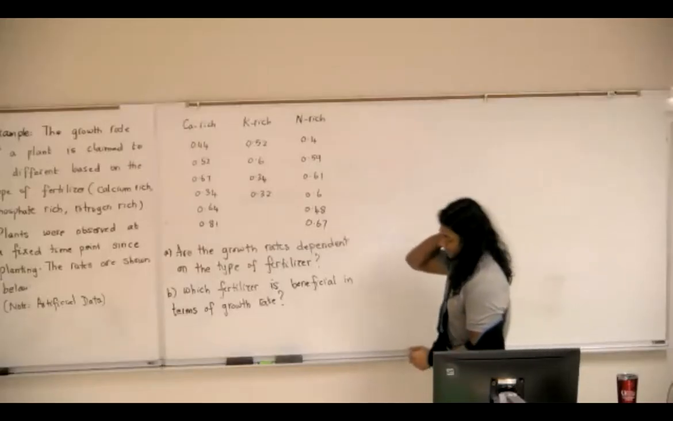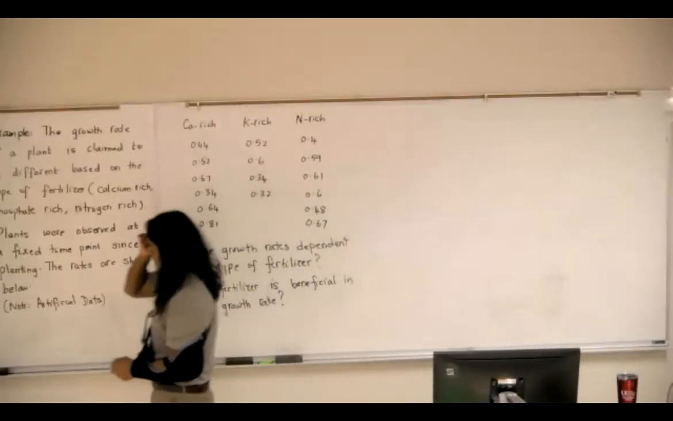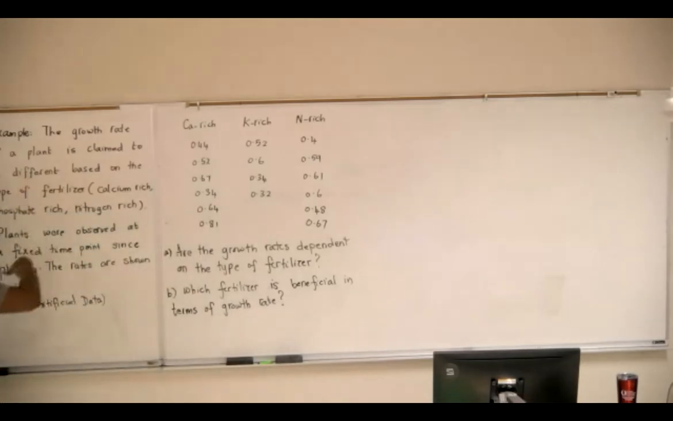I'm making this example up. It is claimed that the growth rate of a plant is different based on the type of fertilizer used: calcium rich, phosphate rich, nitrogen rich. Plants were observed at a fixed time point since they were planted. The rates are shown up there. They are percentages, which is why we have decimal values.